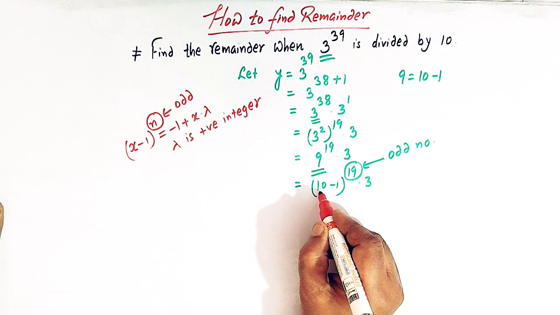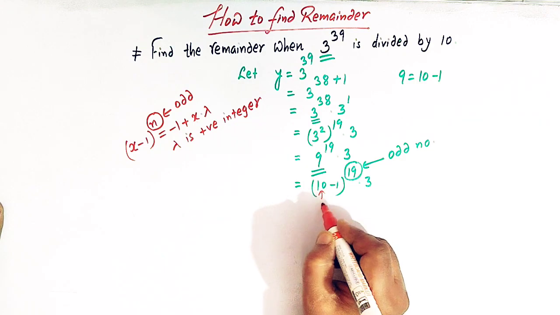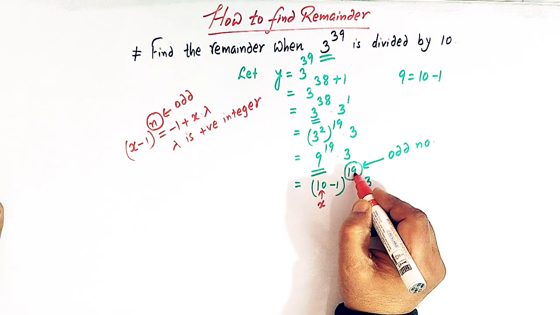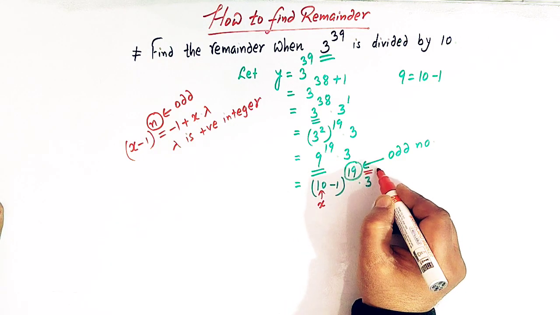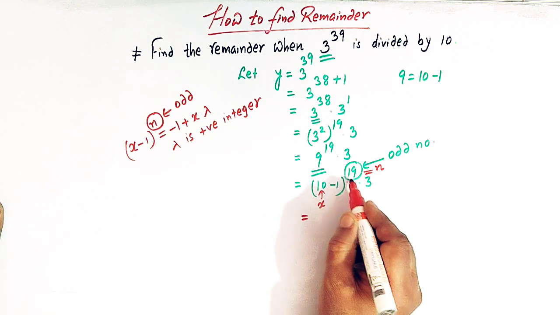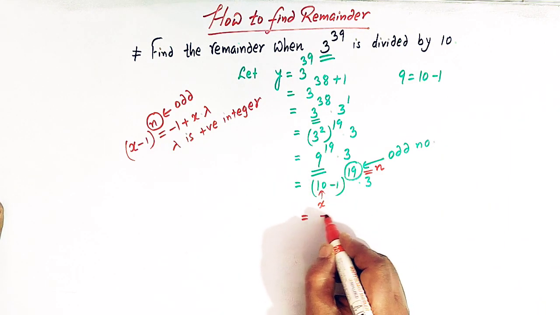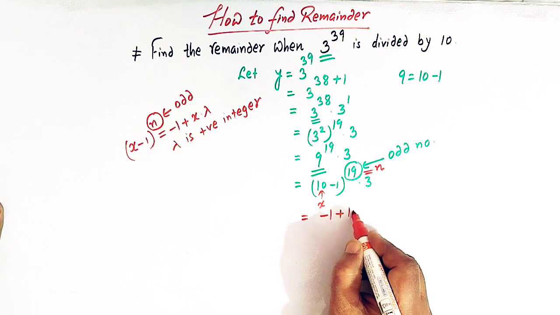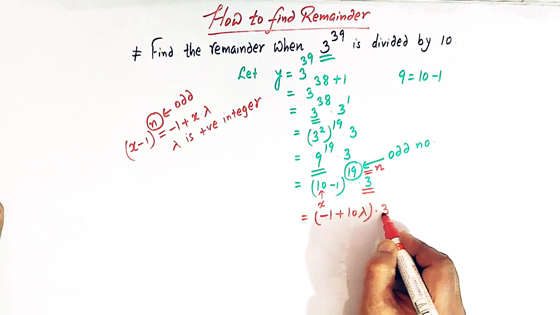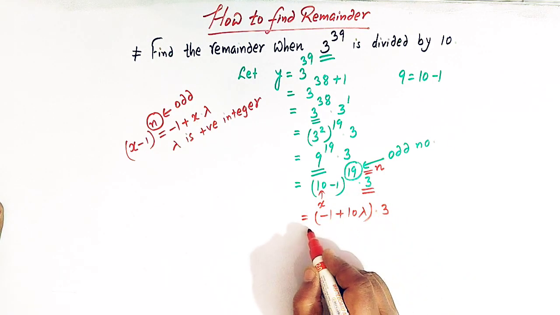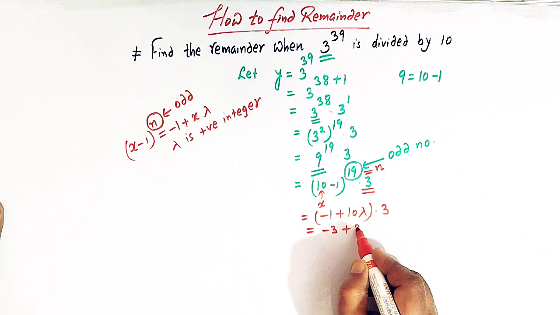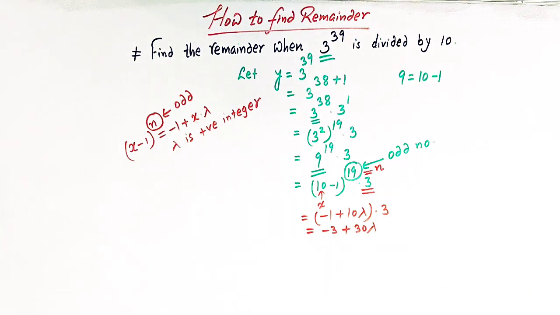Now here we have the value of x as 10. So we have (x minus 1) raised to 19, where 19 is the value of n. So we can now write this expression as (minus 1 plus 10 times lambda), and here we have this 3. Let us multiply by 3. We have minus 3 plus 30 lambda.